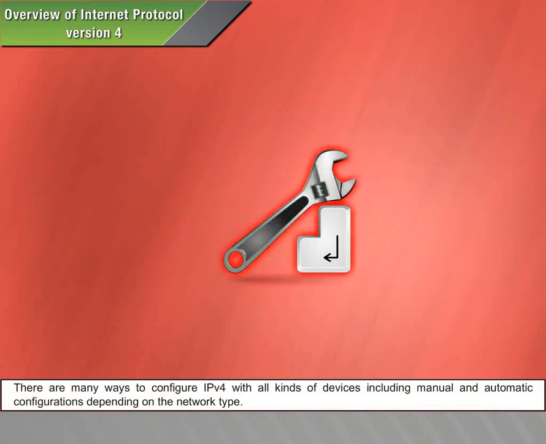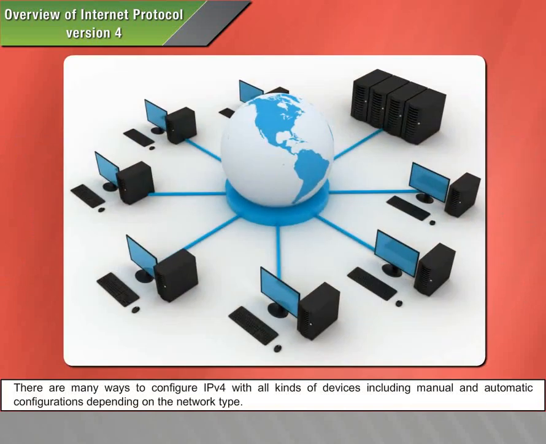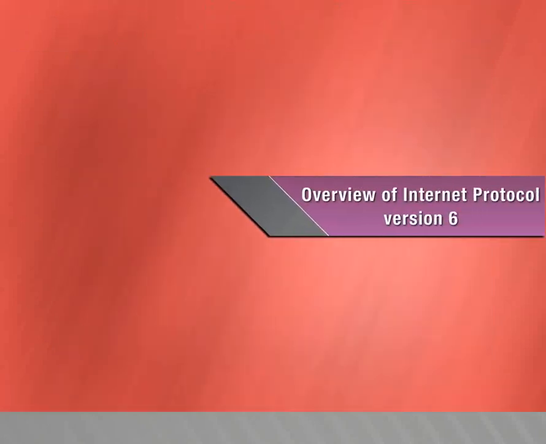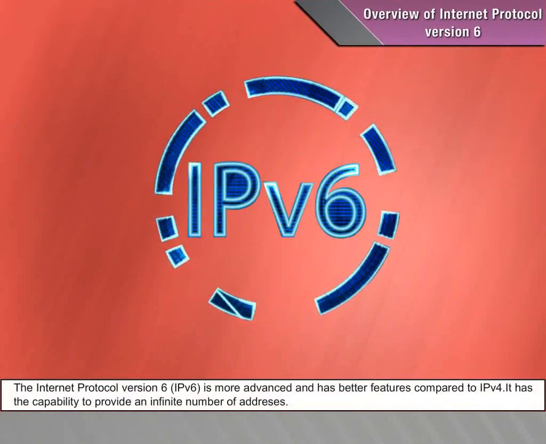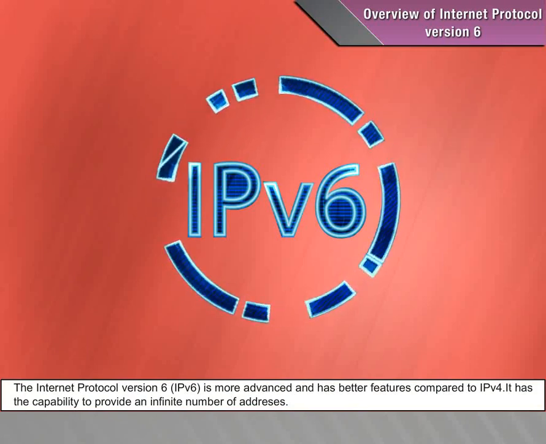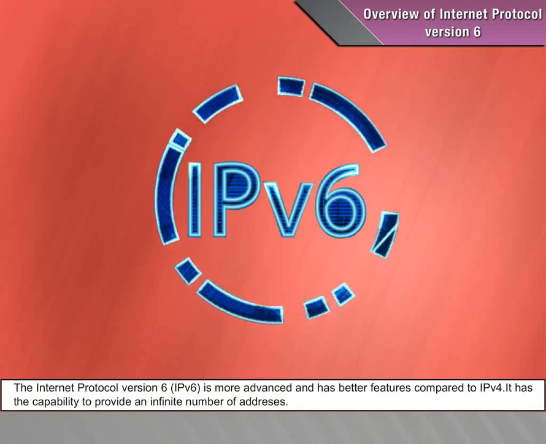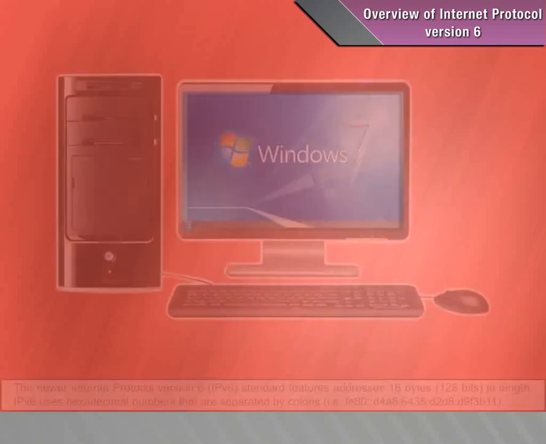There are many ways to configure IPv4 with all kinds of devices, including manual and automatic configurations depending on the network type. Overview of Internet Protocol version 6. IPv6 is more advanced and has better features compared to IPv4. It has the capability to provide a virtually infinite number of addresses. IPv6 is replacing IPv4 to accommodate a growing number of networks worldwide and help solve the IP address problems.